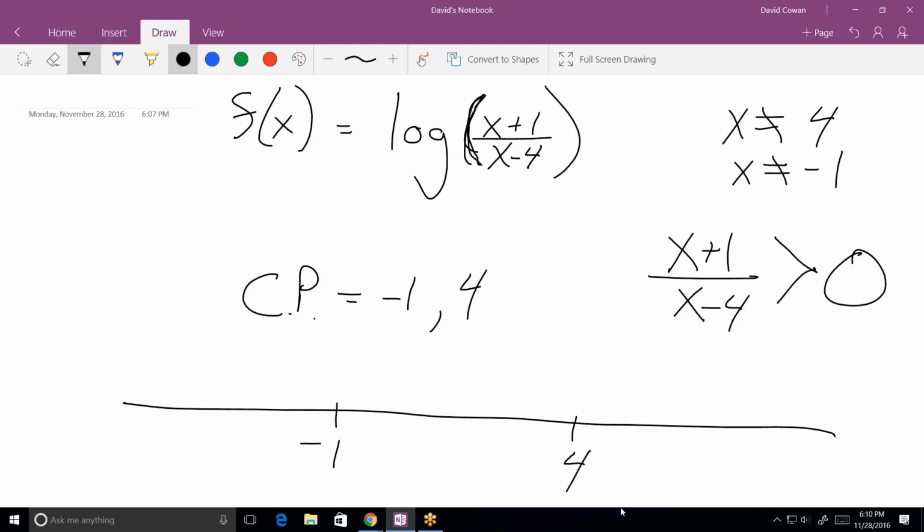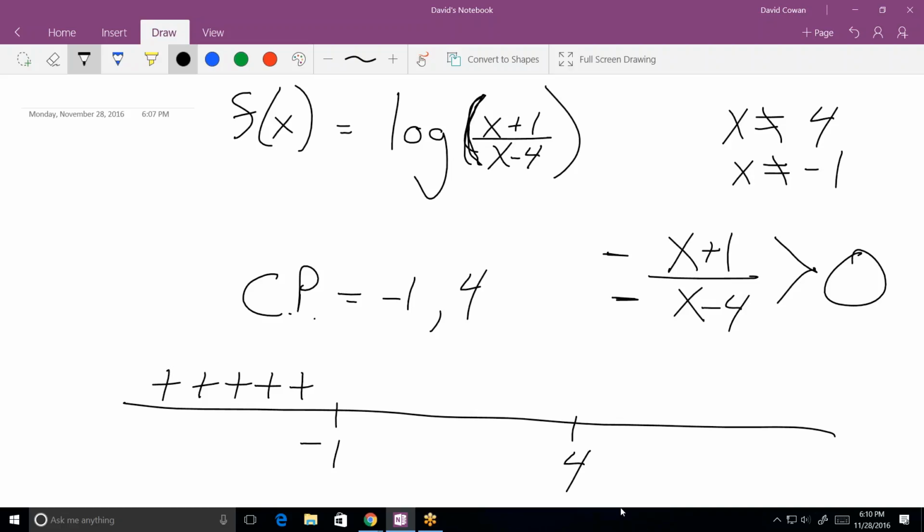Now, what I want to do is pick a number to the left of my furthest most point. Pick a number. Negative 2. Okay. What's the numerator? Is it plus or minus when x is negative 2? Minus. What's the denominator when x is minus 2? Negative. Negative divided by negative is positive. Therefore, everything in that region all the way to negative infinity is positive.